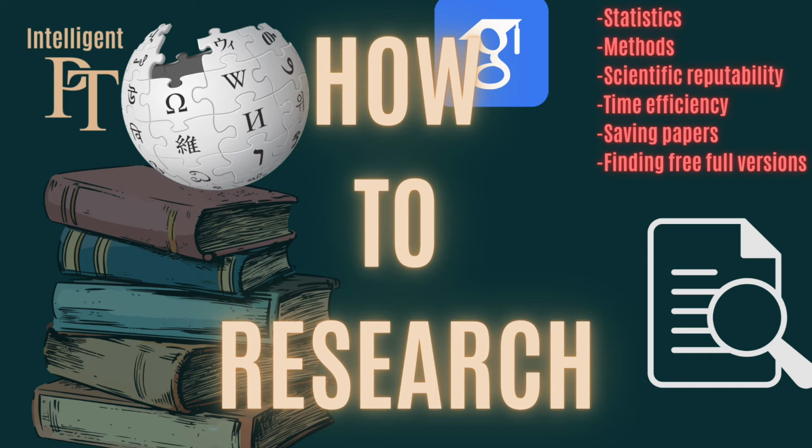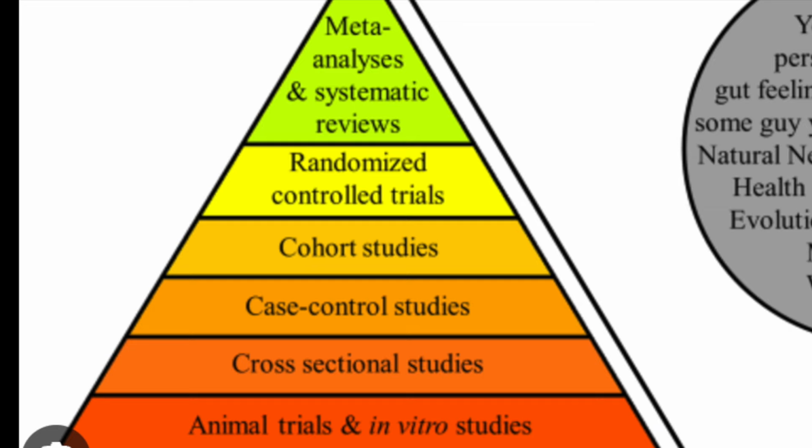Okay, let's talk about actually analyzing the paper. First things first, be aware of the scientific hierarchy of evidence. This is really important. So the photo up on the screen now should show you this hierarchy of scientific evidence with meta-analyses and also systemic reviews. But if I had to pick one, meta-analyses would be on the peak.